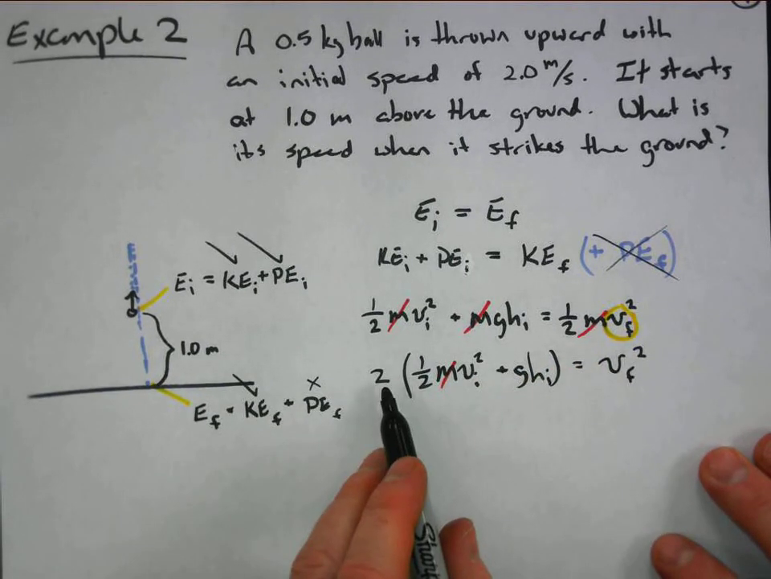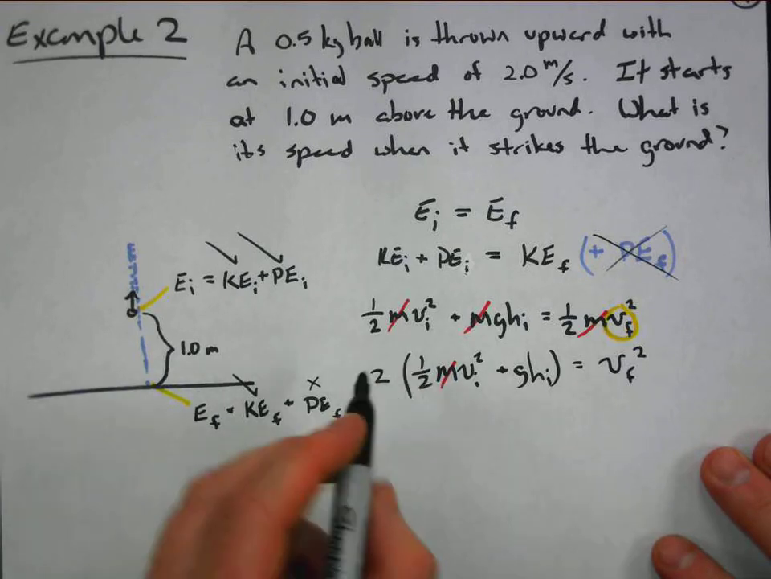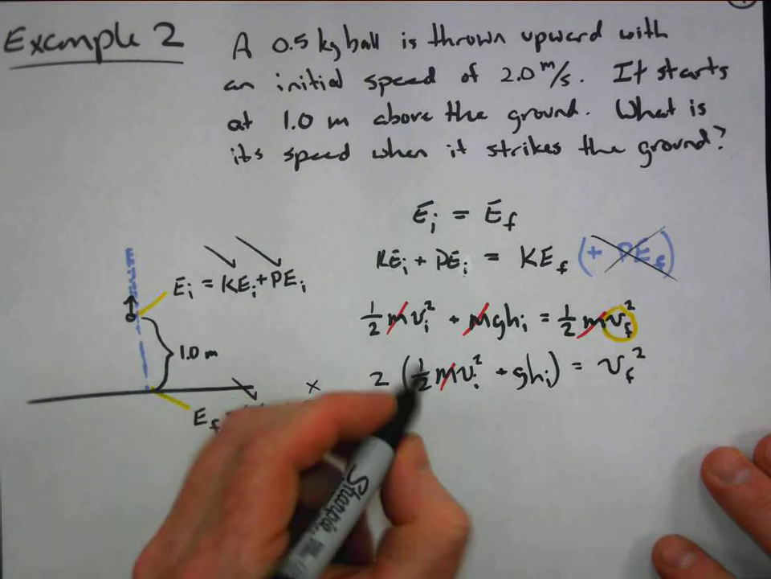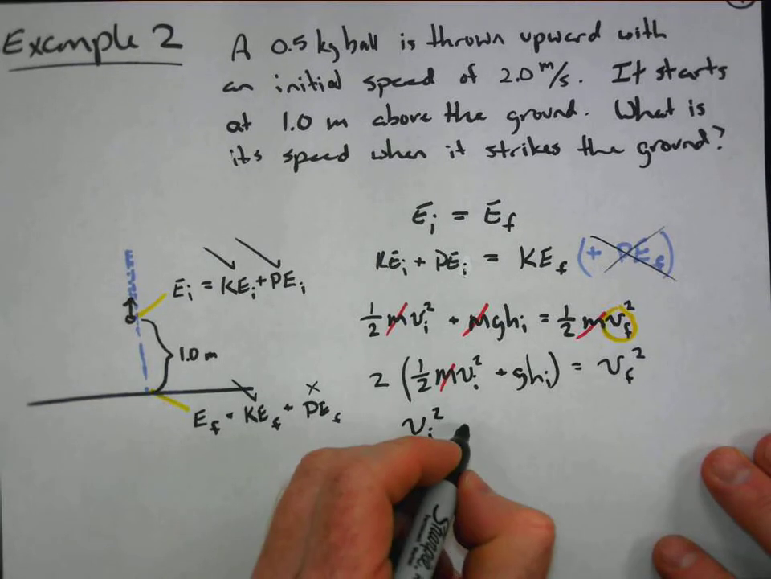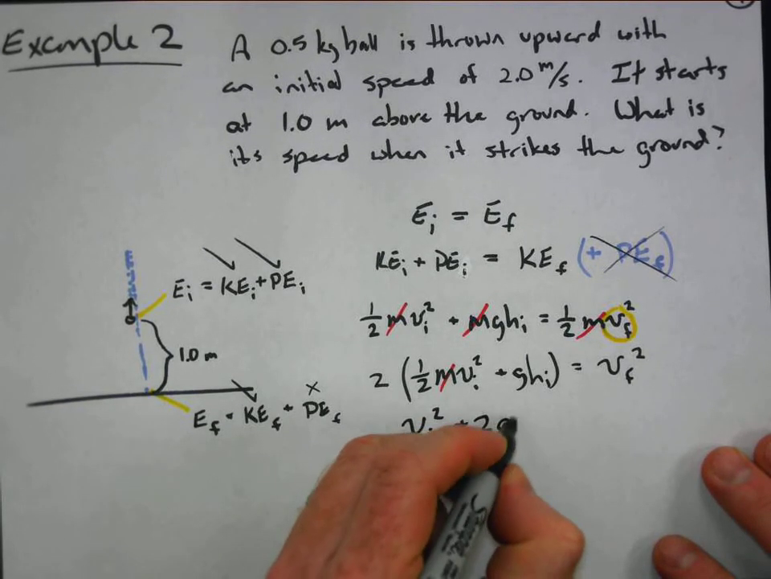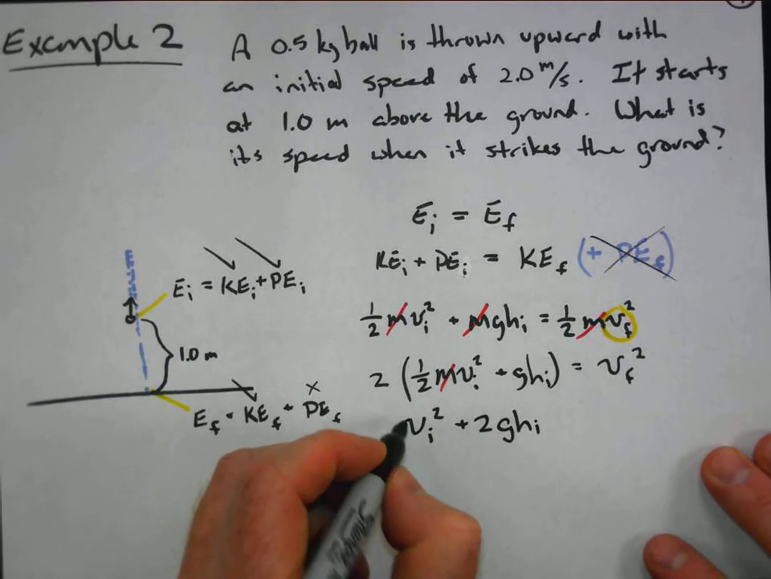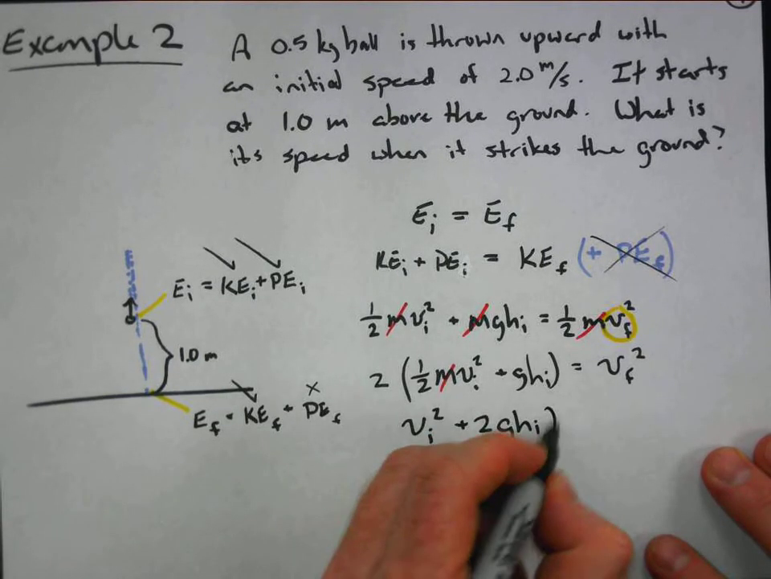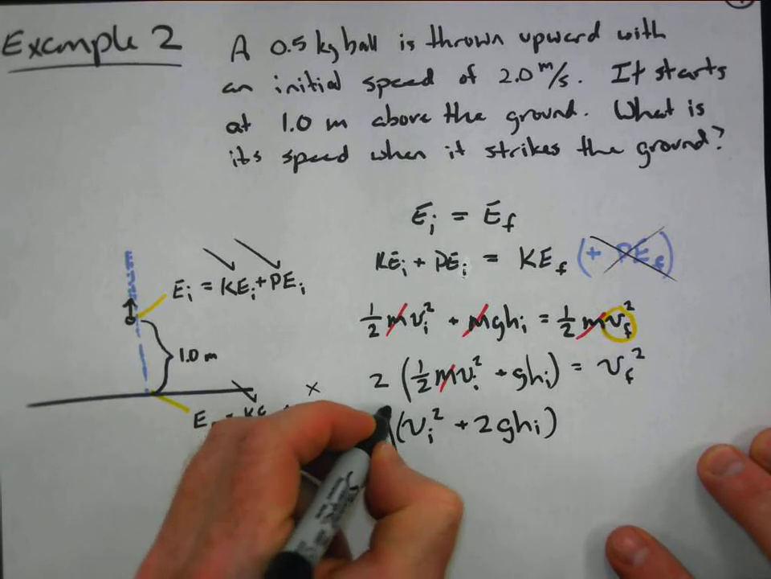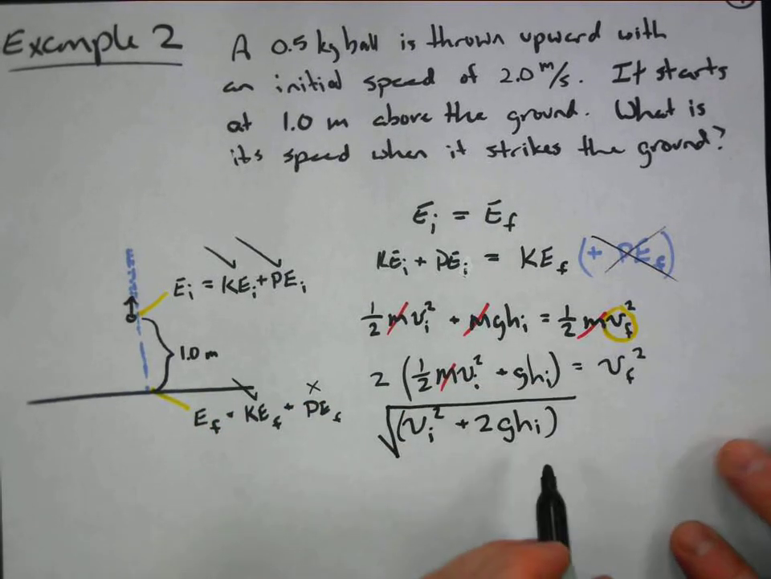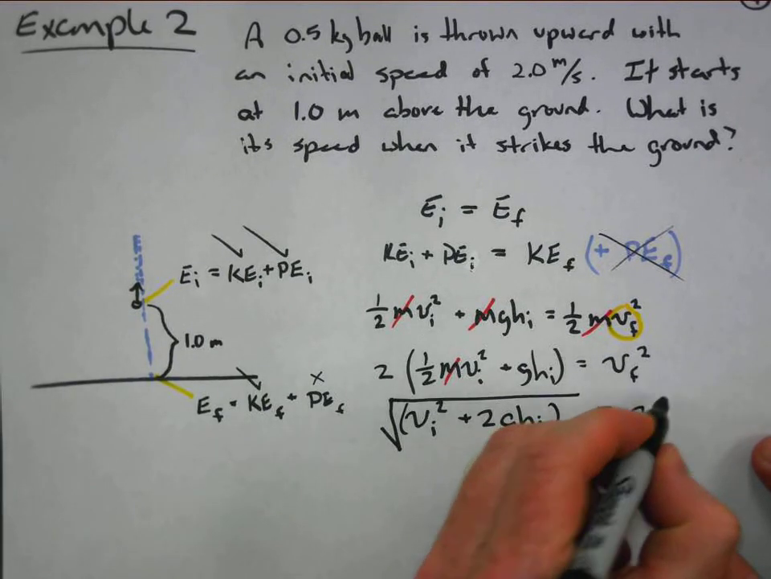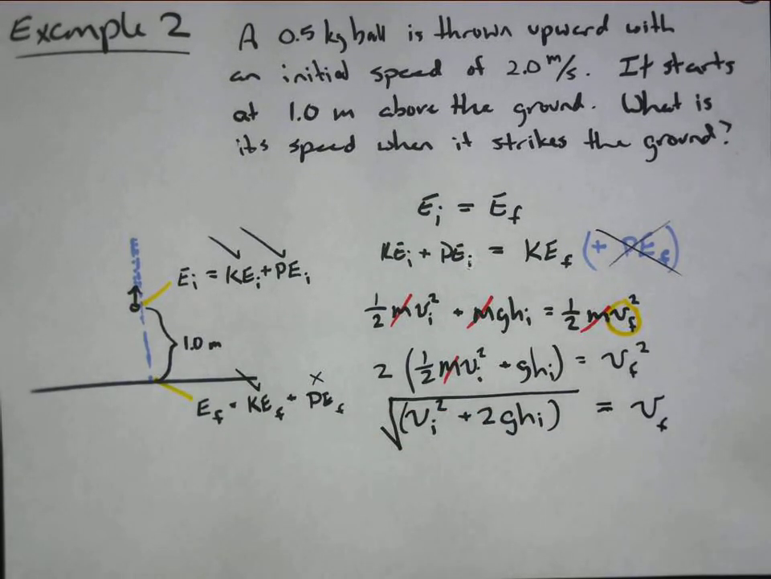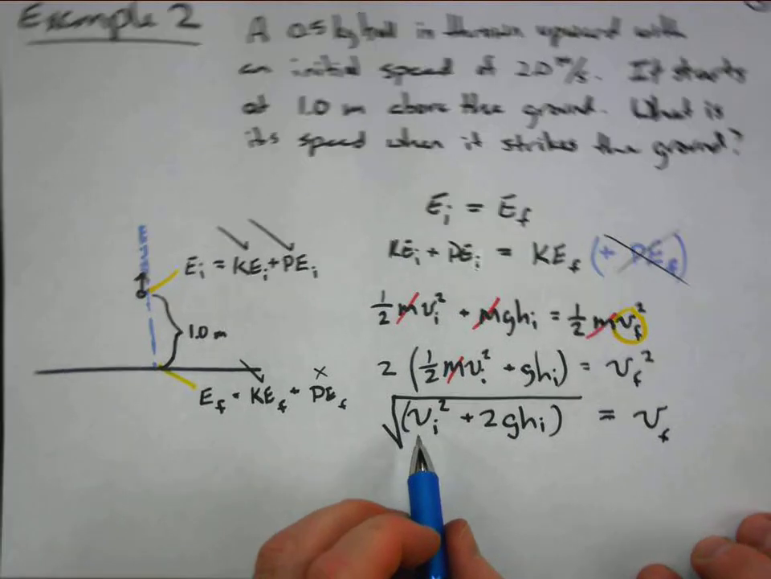But I should recognize something here. This is sort of going to simplify a bit. 2 times 1/2 is 1. So I have my v initial squared. And then 2 times g h initial is 2 g h initial. And then I have to take the square root of both sides. Get that radical over everything on that right side. Left side, that's your left. And that's your final velocity. Okie dokie. Now I am simply left with plugging in some numbers.